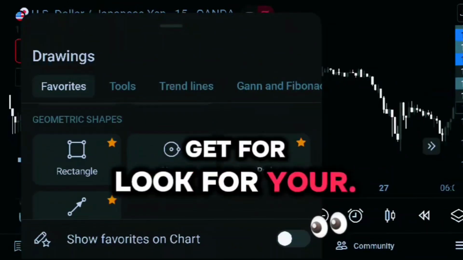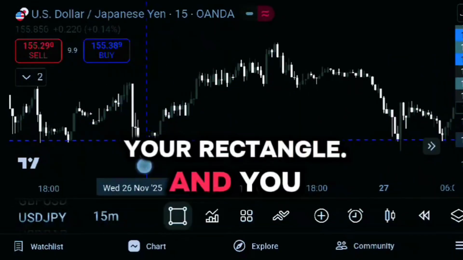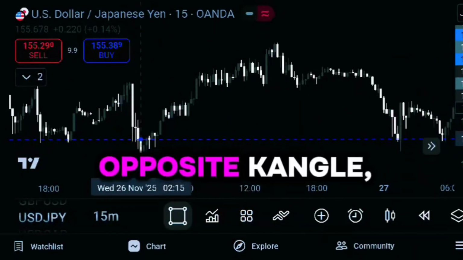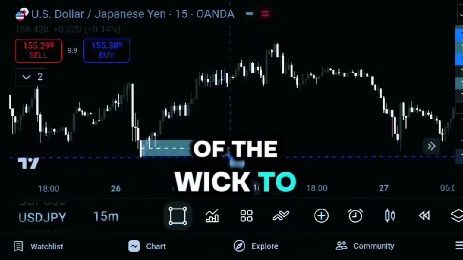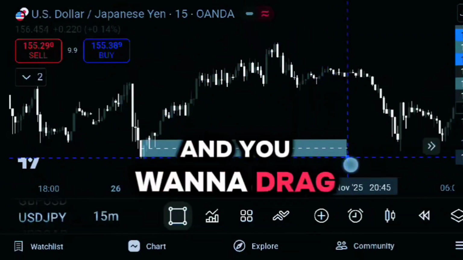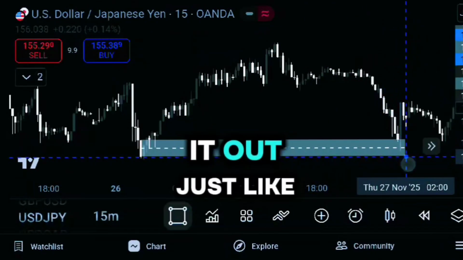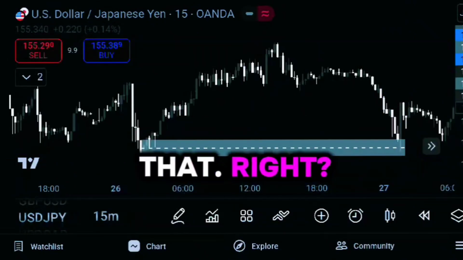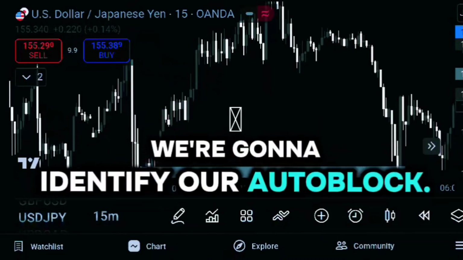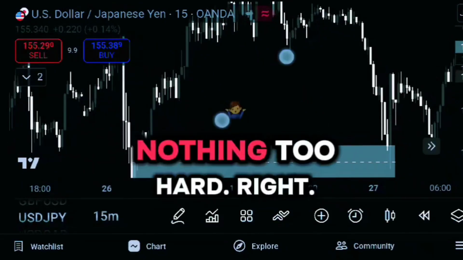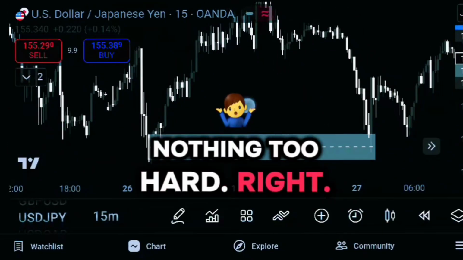Look for your rectangle, and you want to highlight the last opposite candle, right? From the top of the wick to the bottom of the wick, and you want to drag it out, just like that, right? So this is how we're going to identify our order block. It's pretty straightforward, nothing too hard, right?